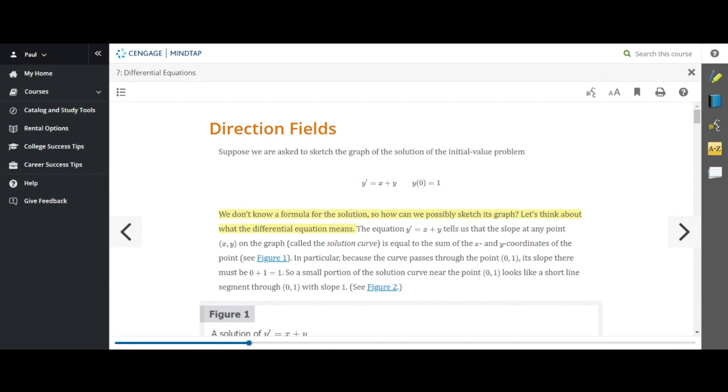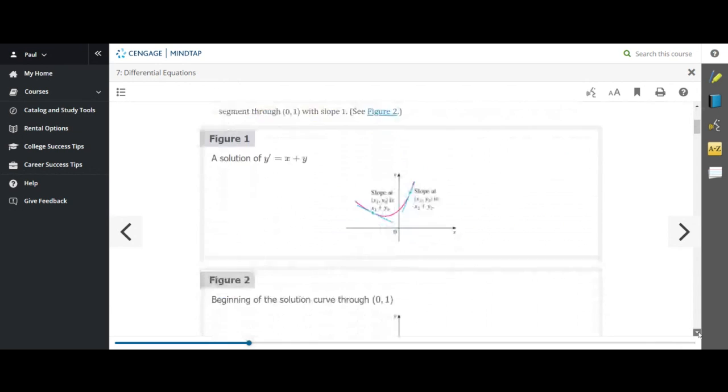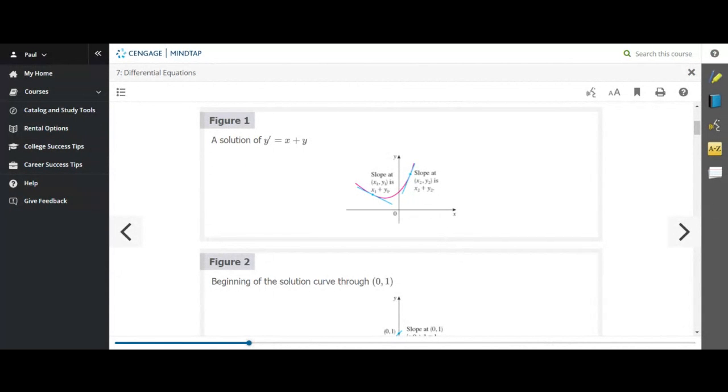So how can we possibly sketch a graph for the solution? Well, what do we have? We have the differential equation. And that differential equation is tremendously valuable because the equation y prime equals x plus y tells us that the slope at any point, any (x, y) coordinate on the graph, would be equal to the sum of the x and y coordinates of the point. Okay, so it's easy to see this in a figure. So let's look at a figure here. Okay, figure 1.